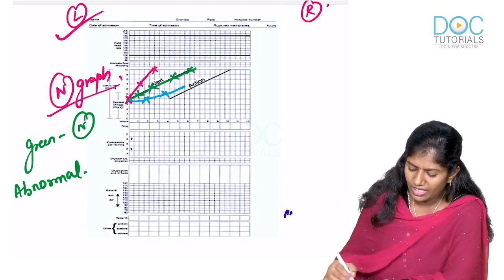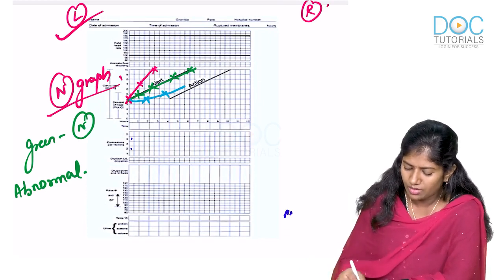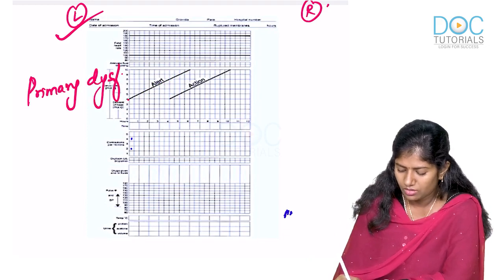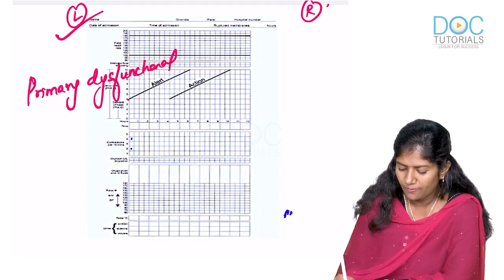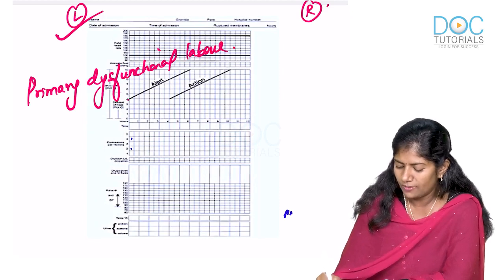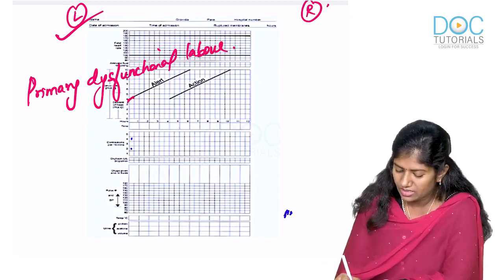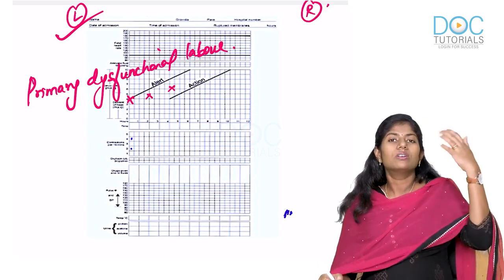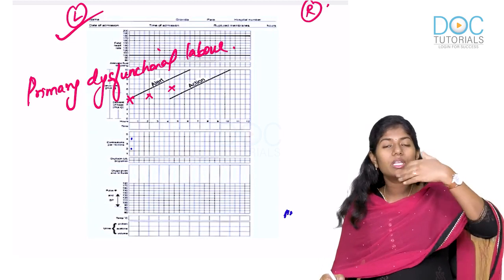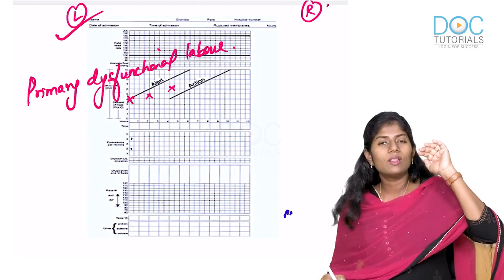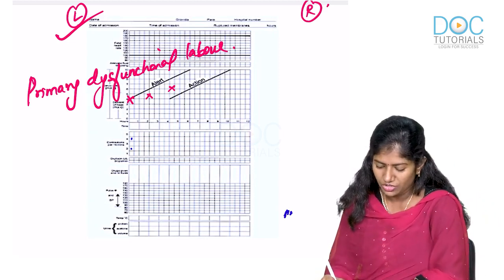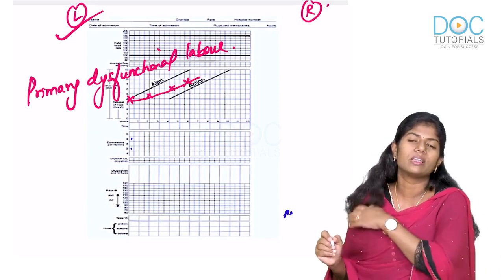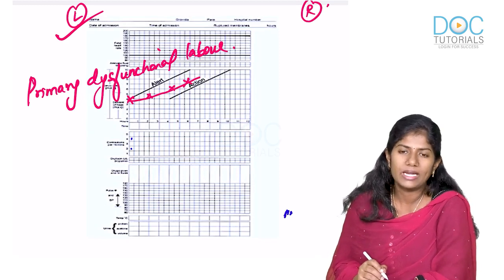Okay, so when will I call it primary dysfunctional labor? Primary dysfunctional labor is when none of the alphabet X are to the left of the alert line. From the very beginning, the dilatation is slow and all the alphabet X is to the right of the alert line. That's primary dysfunctional labor.